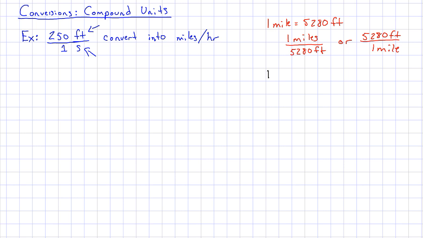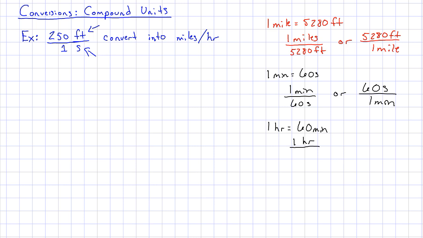So 1 minute is equal to 60 seconds. So I'm going to either have 1 minute over 60 seconds or 60 seconds over 1 minute. And 1 hour is equal to 60 minutes. So my fractions will either be 1 hour over 60 minutes or 60 minutes over 1 hour. So I'm going to use some combination of these three things in order to achieve my answer. Let's go ahead and set it up.